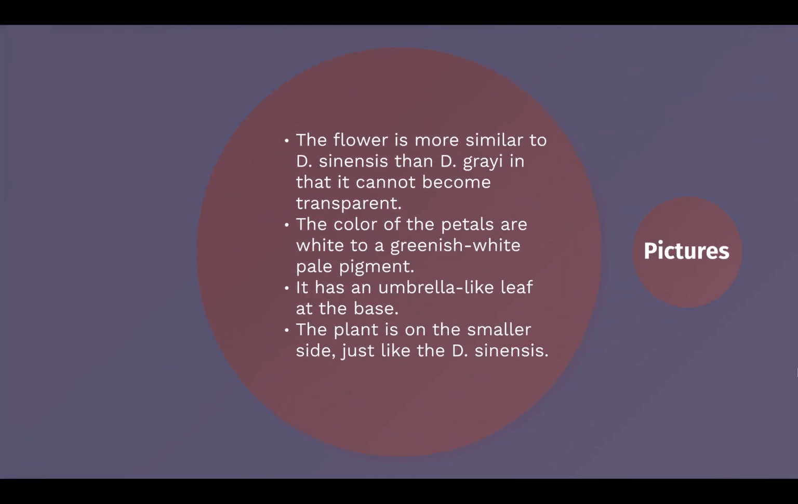Lastly, I will be covering the Diphylleia cymosa, and starting off, this flower is more similar to the Diphylleia sinensis than the Diphylleia grayi, mainly because it's unable to become transparent, just like the Diphylleia sinensis is. The color of the petals is white to a greenish white pale pigment, and it does have an umbrella-like leaf structure at the base, just like the other genus do. This plant is on the smaller side, just like the Diphylleia sinensis is. In the pictures you will be able to get a better illustration to compare the other genus to this one.